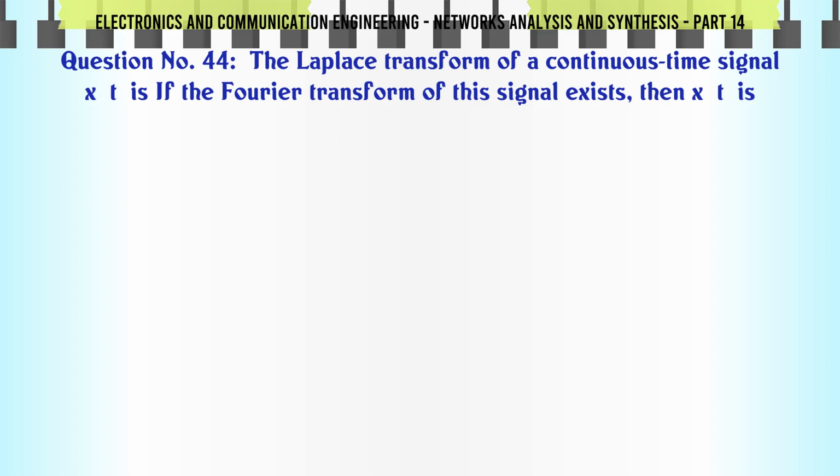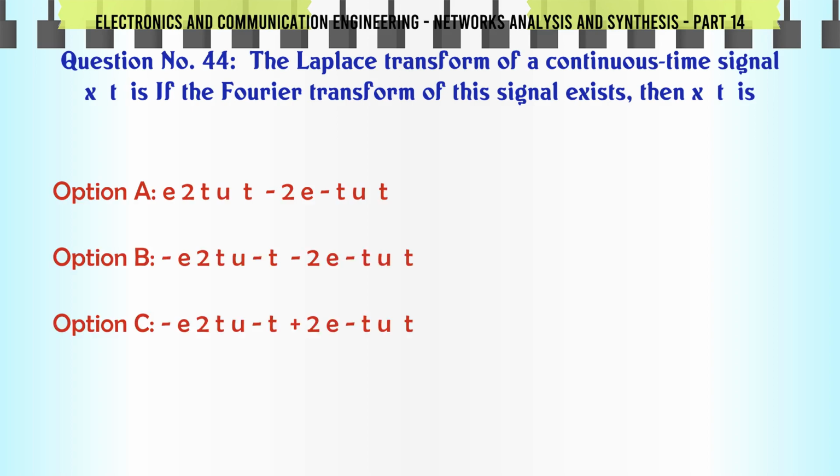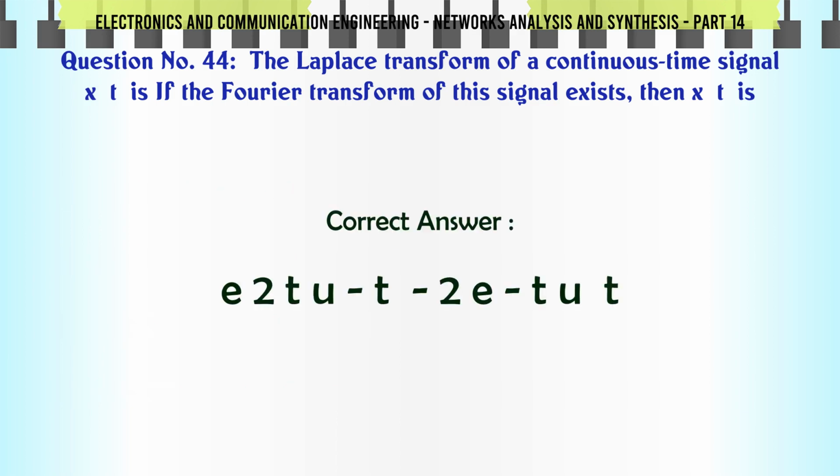The Laplace transform of a continuous time signal x(t) is given. If the Fourier transform of this signal exists, then x(t) is: A, e^(2t)u(t); B, e^(-2t)u(t); C, -e^(2t)u(-t); D, -e^(-2t)u(-t). The correct answer is e^(2t)u(t).